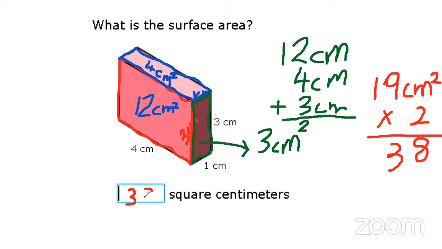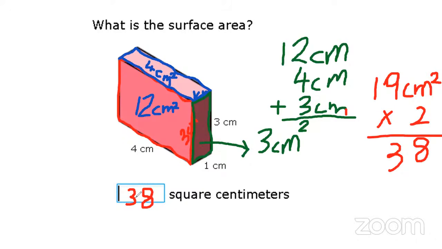Now, for persons who did it a different way, meaning that they multiplied the 12 square centimeters, the 4 square centimeters, the 3 square centimeters, and then added all of that, they still came up with 38 square centimeters. Now, once that is your answer, you are correct, because that is how we will solve this.